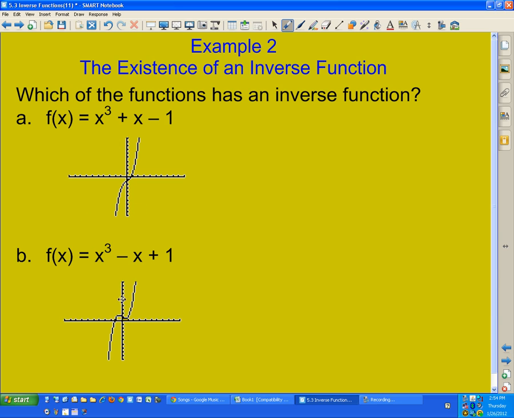This guy down here does not have an inverse because of the horizontal line test, which is like the vertical line test for functions. The vertical line test says that if a vertical line crosses more than once, then the equation you're dealing with is not a function. Here we have a horizontal line, and if it crosses more than once, then it is not 1-to-1, and therefore it does not have an inverse. So B does not have an inverse.